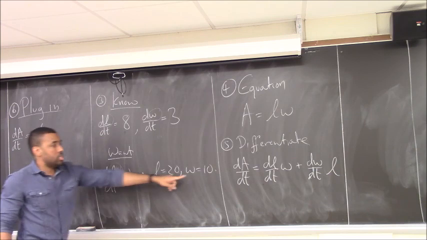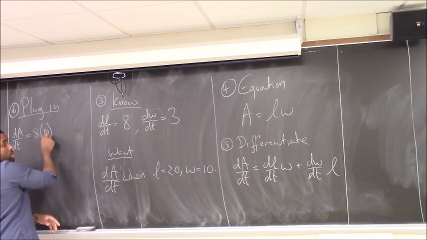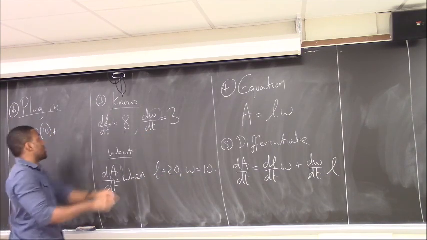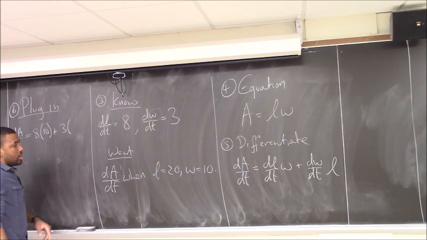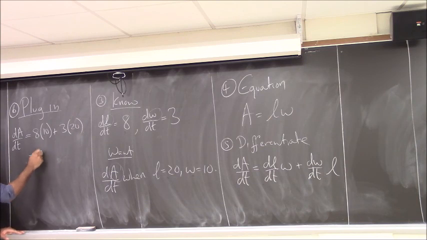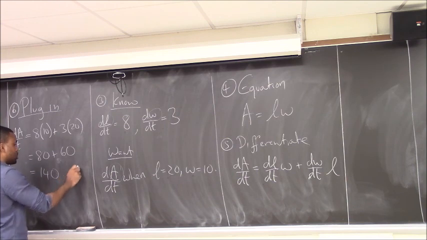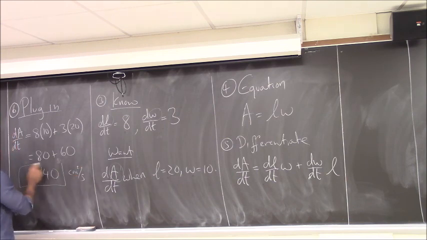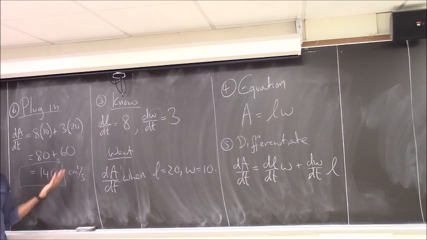My W is 10, plus my dW/dt is 3, and my L is 20. That's 80 plus 60, which is 140. And technically that's centimeters squared per second, but again, I don't particularly care about the units. If you write them, it's nice. If you write them, make sure it's correct, but it's okay to leave them.